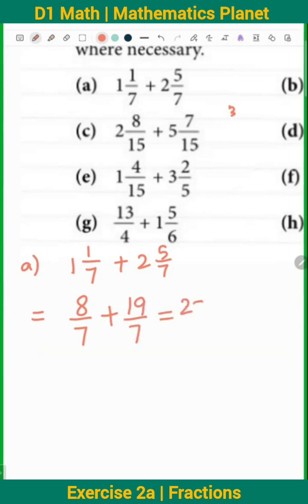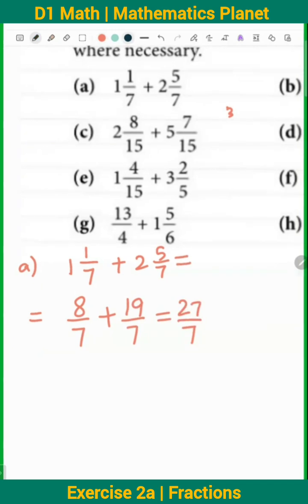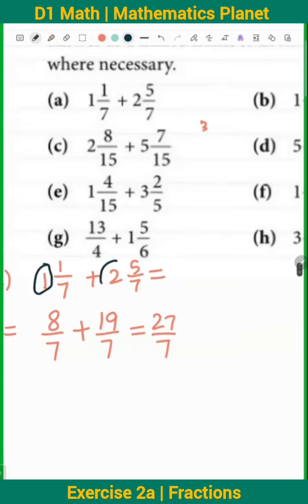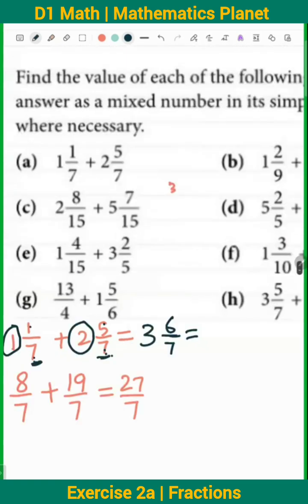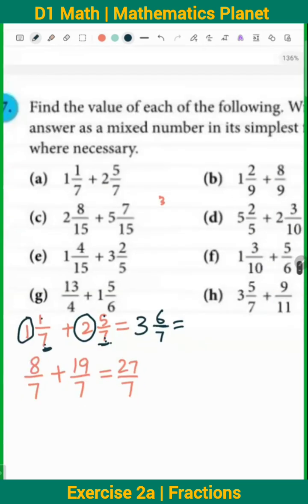But one of the students suggested a very simple way. We can add the whole numbers, 1 plus 2. Then 1 by 7 plus 5 by 7 have the same denominators, so they can be added. We will get 6 by 7. After adding them, now we can convert, because are they asking to convert? Right, each answer is a mixed number, so we don't need to convert. So 3 whole 6 by 7 is the answer.